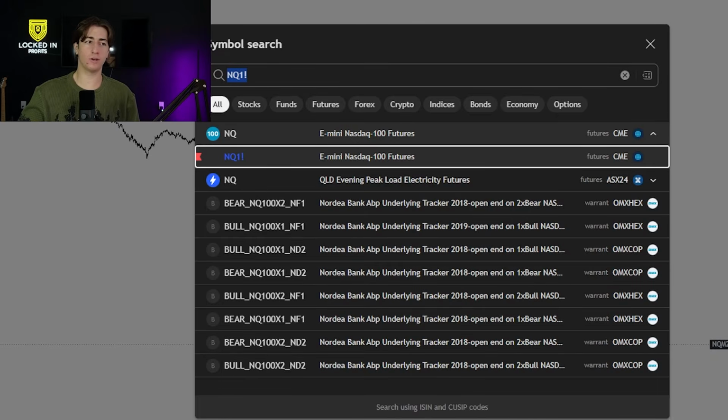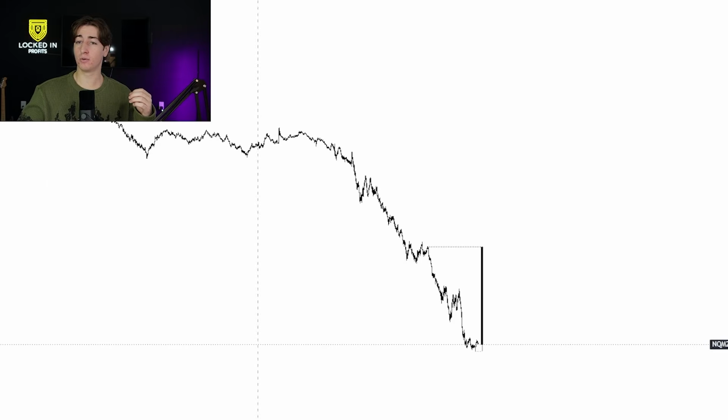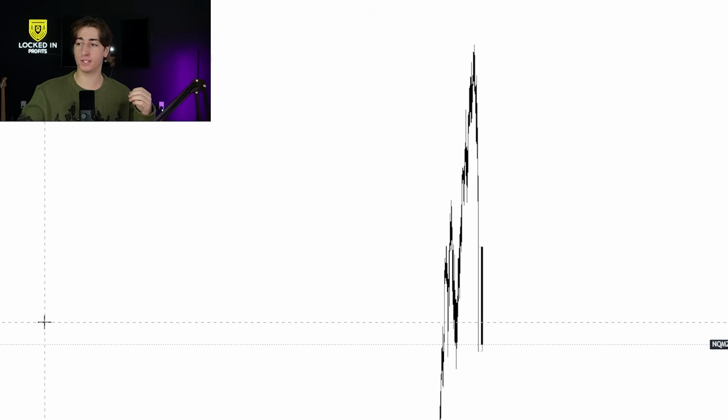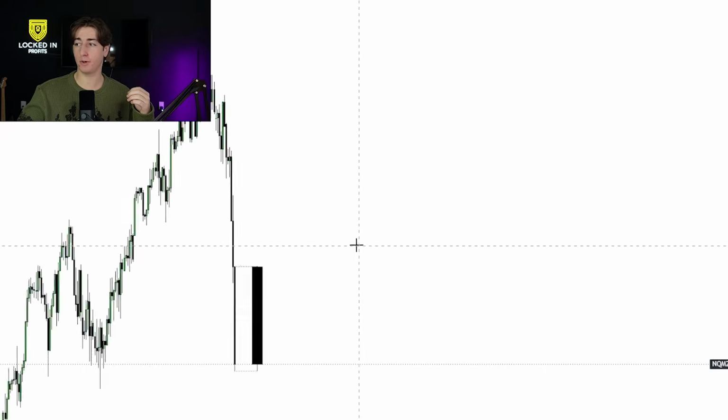So the first thing you want to do is go over to TradingView or your platform and select the asset you want to trade. In my personal opinion, this strategy works best with NQ. However, it is a pretty universal concept. So we're going to select NQ here. We're going to go over to our time frames, and we're going to make sure we scroll down to select the 4-hour time frame.